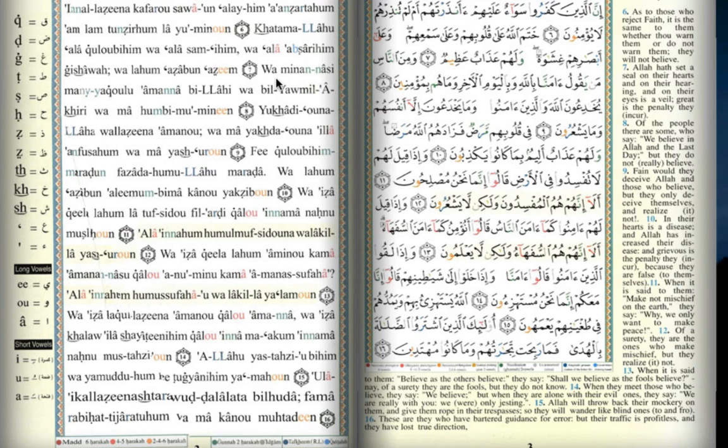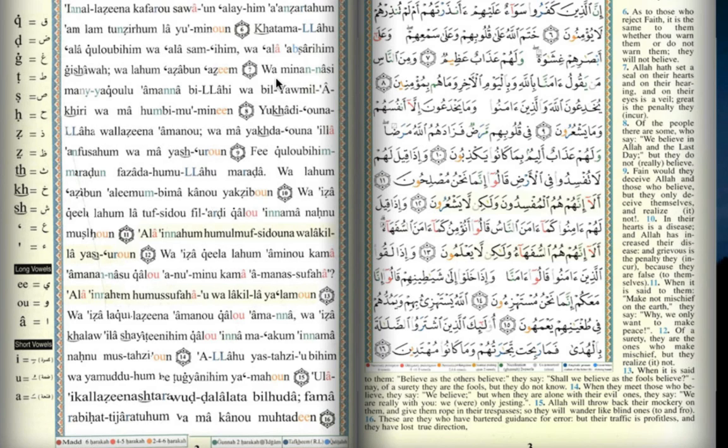The next one, the third one, that one's going to be really simple. It's going to be iqlab or qalb. Al-qalb, iqlab. And the last one we'll talk about is ikhfa. Ikhfa. Okay.